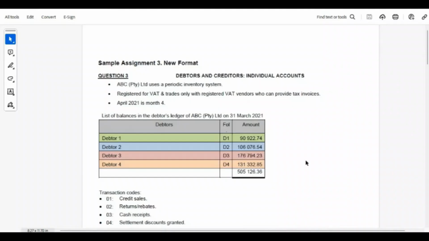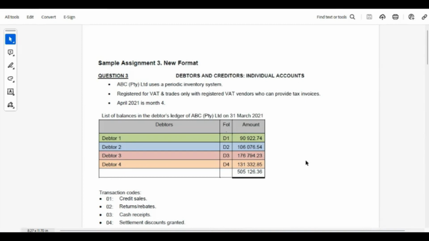Thank you. Welcome, guys. We're looking at sample assignment 3, question 3, the debtors and creditors individual account. We are specifically going to look at the debtors account because there are a couple more things that can happen in the debtors account. After all, if you're doing the creditors account, you're not going to record your own bankruptcy. But when we are dealing with the debtors account, that's one of the things that can happen.